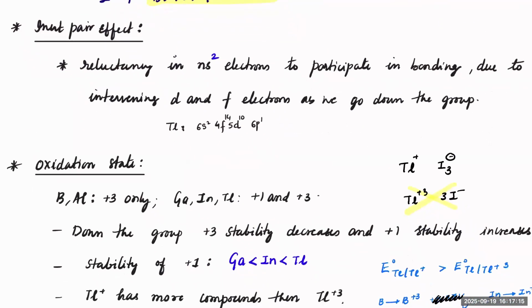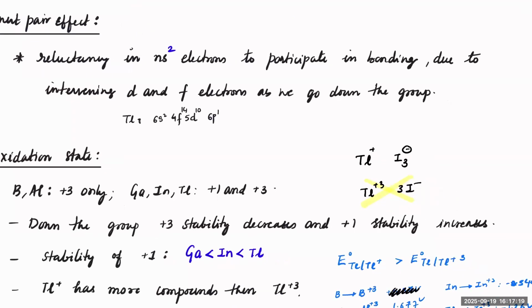Next, when it comes to inert pair effect, inert pair effect is the reluctance of these ns2 electrons to participate in bonding due to the weak shielding of d and f electrons. Strong shielding would be expected from these d and f electrons, which are 4f14 and 5d10.